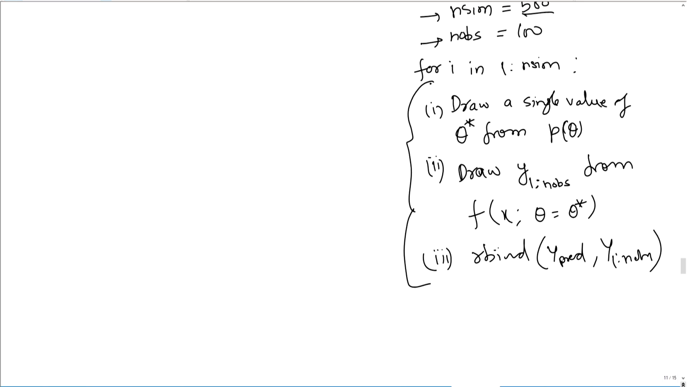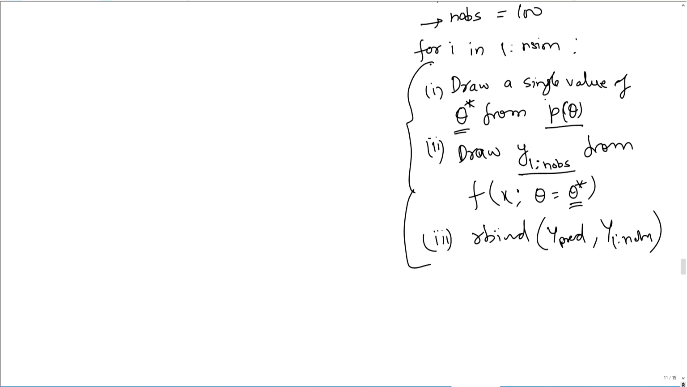So for each iteration you are drawing a sample of theta from its prior distribution. Then, conditional on that particular sample of theta, you are generating new data from your likelihood function. How are you generating new data? You are generating n obs, so let us say in this case 100 observations from this function. You generate as many observations as you want, depending on your experiment. And then you are storing them together, so that you have all prior predictive data in a single data object. This is the process of generating prior predictions.